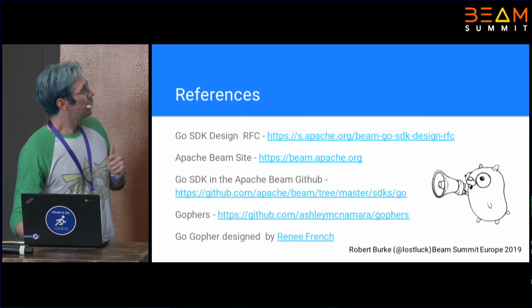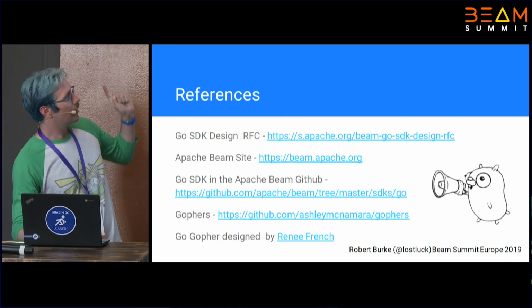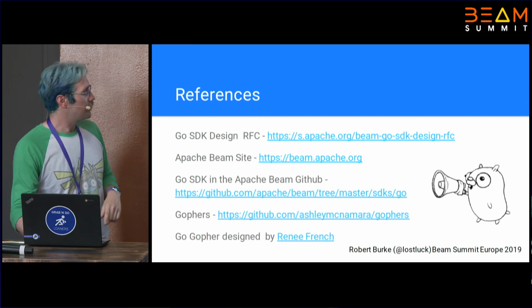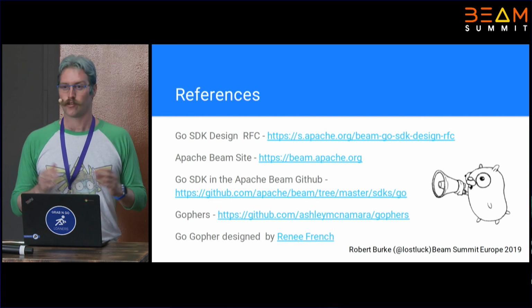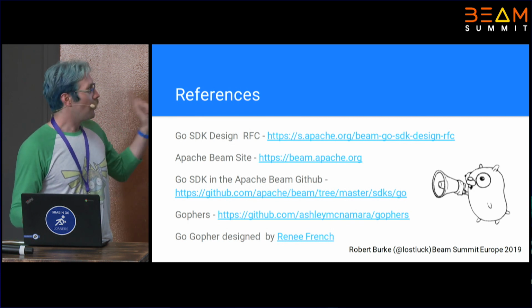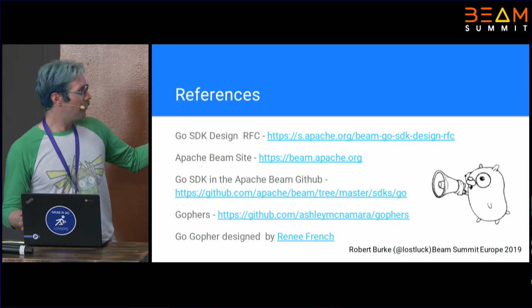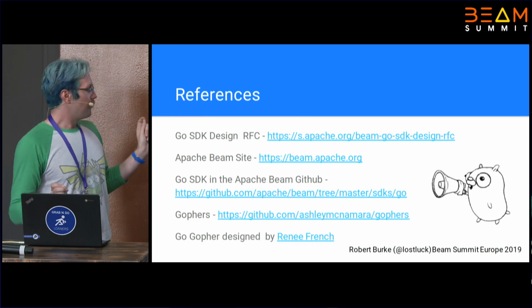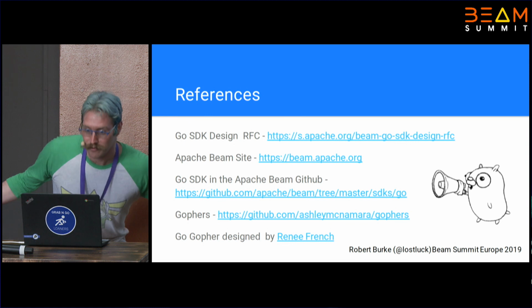So take a picture of this slide if you want some more information on the Go SDK. I definitely recommend the RFC. And for anything else, Apache Beam, the Go SDK. The code is fairly readable, very easy to follow because there's all those types. Most of the Gophers you saw are from this GitHub repo, Ashley McNamara. Wonderful. And the Go Gopher was designed by Renee French. I have been Robert Burke. Thank you.